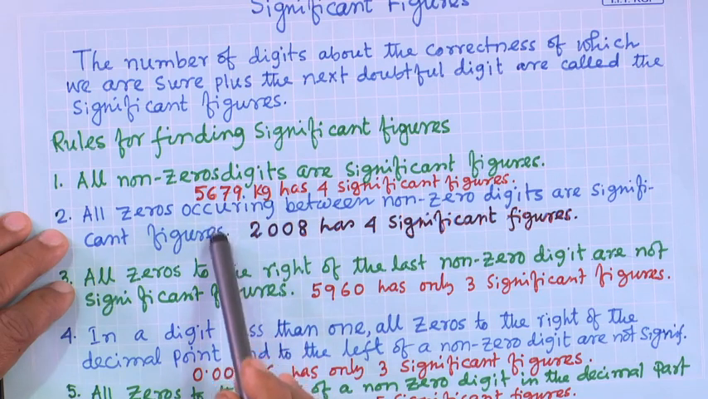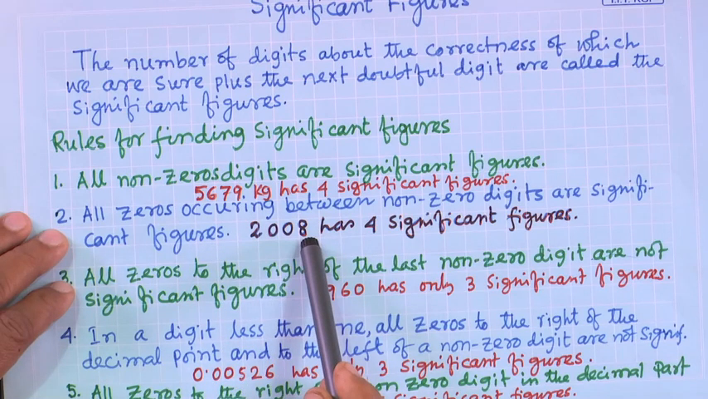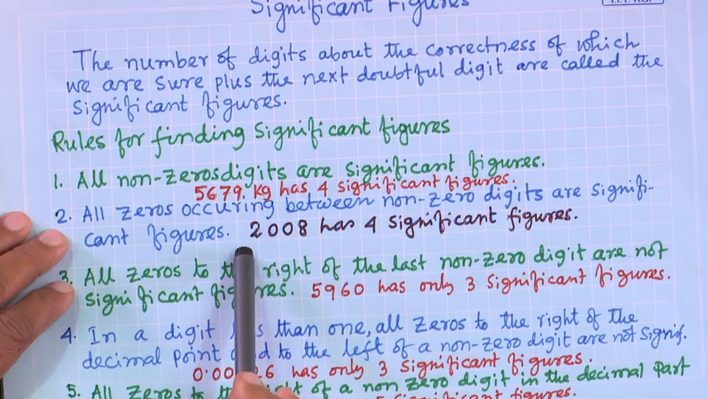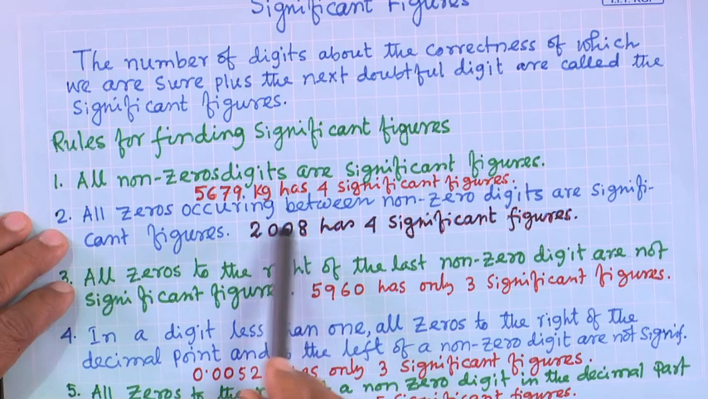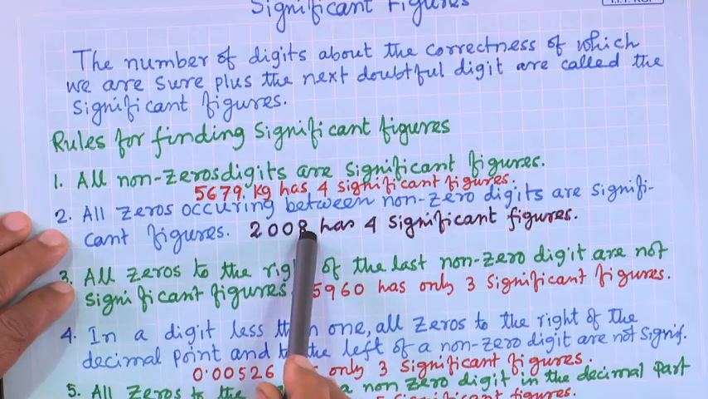So, take an example, 2008, it is a number. Here 2 is a significant figure, 8 is a significant figure. Basically, non-zero digits, and whatever zeros are there between these non-zero digits, are taken as significant figures. So here the number of significant figures is 4.